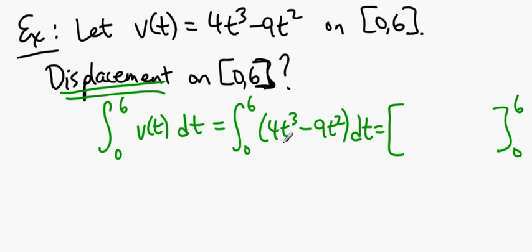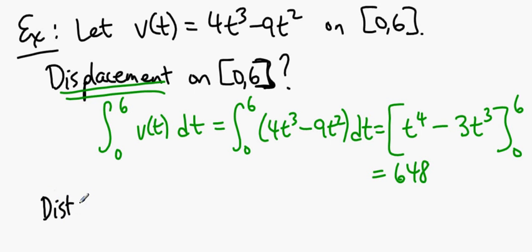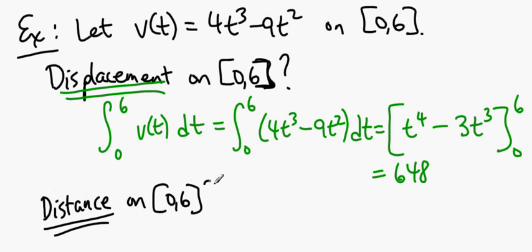So I need an antiderivative. Antiderivative of 4t cubed is fairly easy. Antiderivative of 9t squared is pretty easy. And if you were to sub and subtract, you end up with about 648. Now, mind you, if I asked for distance on 0, 6, well, that's a different question, because there are portions of this time interval where this velocity function is negative, and we'd have to flip all those upside down.